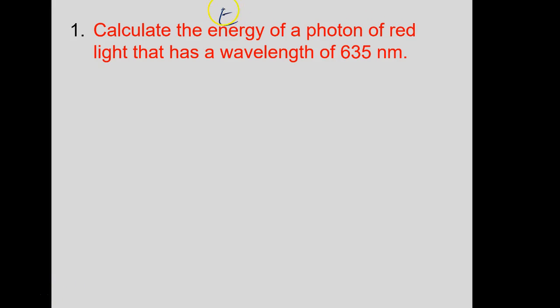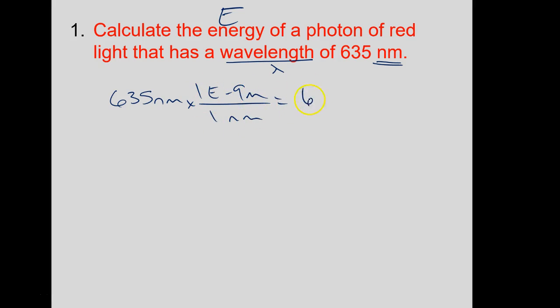So here I have energy, and here I have wavelength. That's not frequency, that's the little teepee guy. So before I do anything, I can't have nanometers. So 1 nanometer, 6.35 e to the negative 7 meters. Now there's a couple of ways to handle this, but since I'm looking for energy and I have wavelength, I'm going to actually use this equation, hc over lambda.